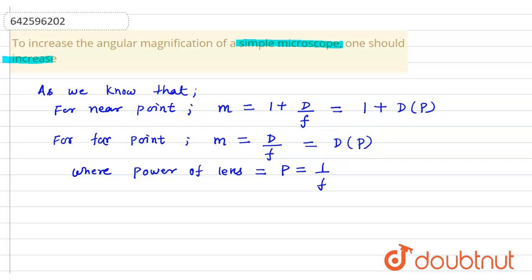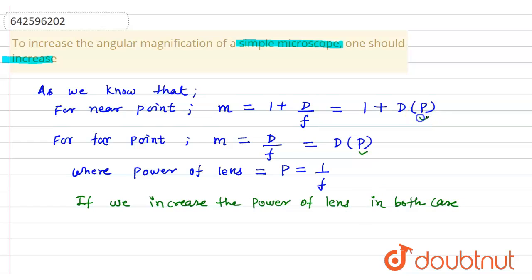So here we can say that if we increase the power of a lens, in both cases, here and here, the magnification of the simple microscope will increase.